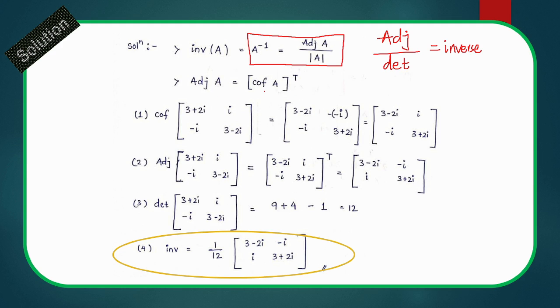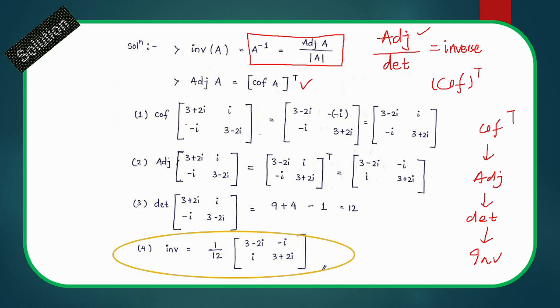Adjoint is nothing but the transpose of the cofactor matrix of A. As we have seen earlier, what is the cofactor matrix? If you transpose the cofactor matrix, you will get the adjoint matrix. First find the cofactor matrix, then transpose it to find the adjoint matrix, then find the determinant, then find the inverse. These are the steps to find the inverse.